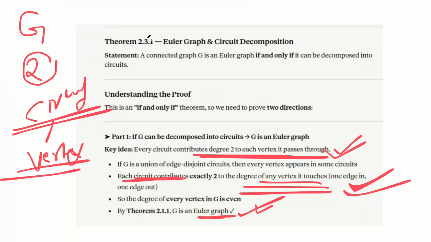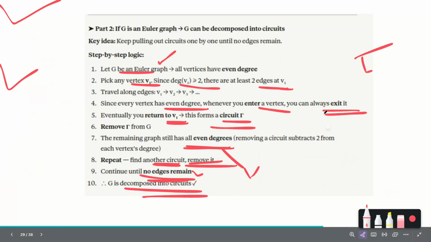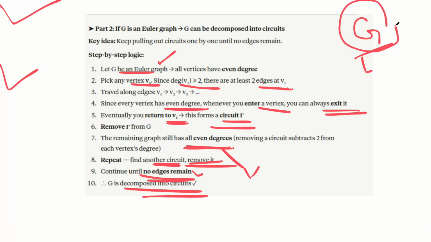So in this theorem, first you have to understand part 2. If I explain it again, I am saying G is Euler. Euler graph means all the vertices have even degree. That means I can enter a path and I can exit from it also, so I won't get stuck anywhere. If I am starting from V1, V1 has a degree of at least 2, so there would be at least 2 edges at the vertex. So I can exit from V1 also, and eventually I can return to V1, and therefore this forms a circuit T.